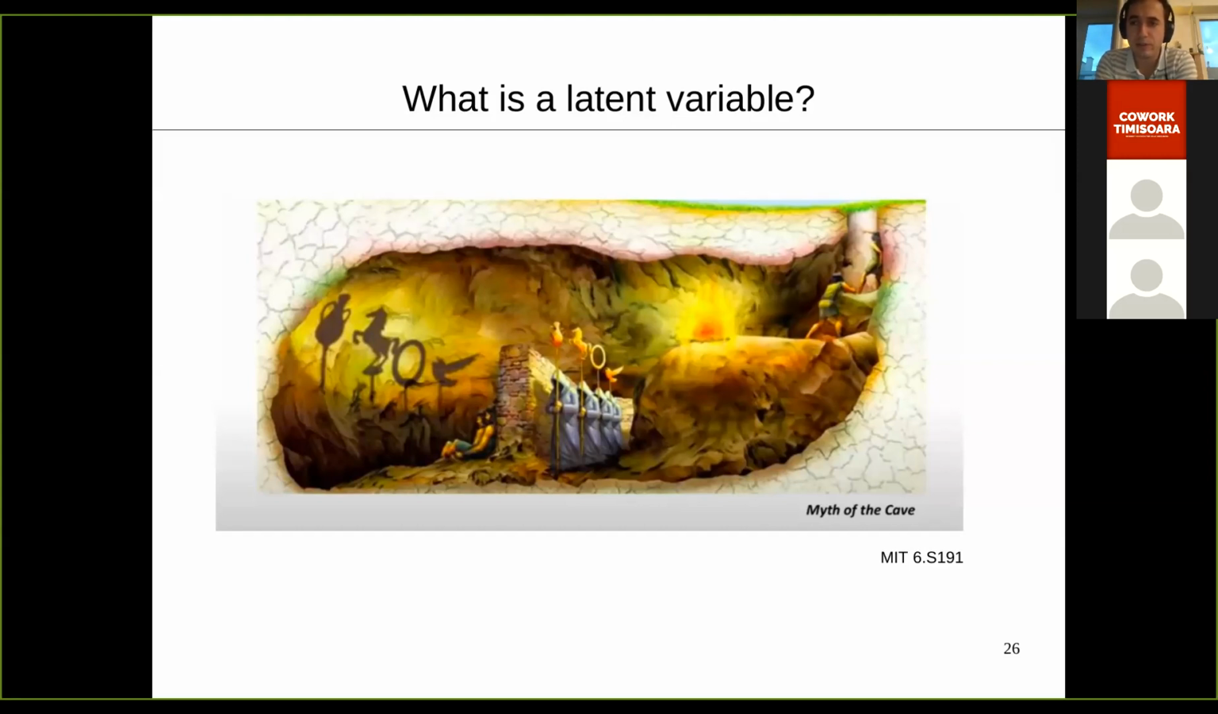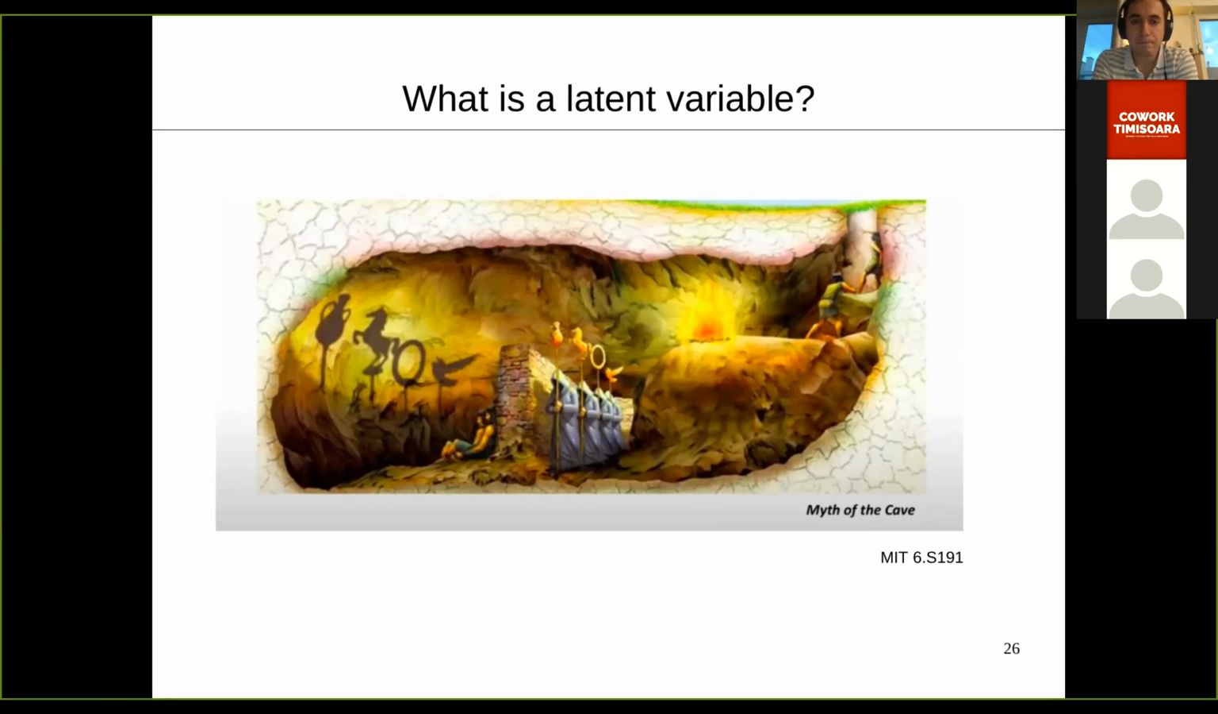I found a very nice explanation in a course on deep learning from MIT. They explain this with the myth of the cave. This is a story from Plato's Republic, where we have some prisoners. They are caught inside the cave, behind the wall, maybe with chains. They cannot move. They can only see some shadows on the wall, as you can see in this picture.